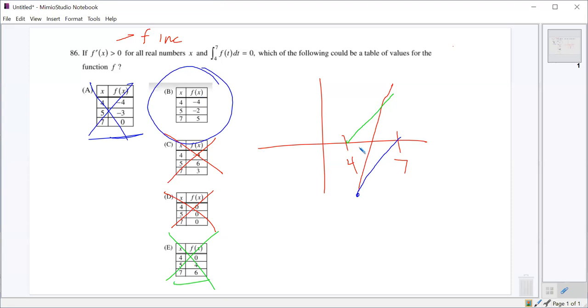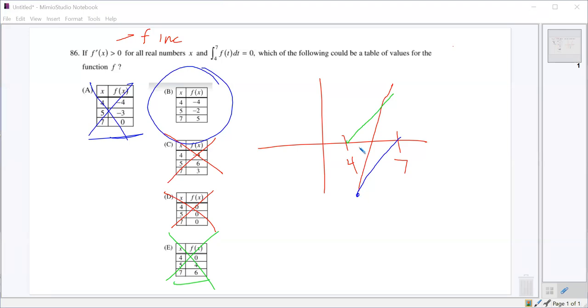So, does that make sense there for number 86? Any questions there? All right.